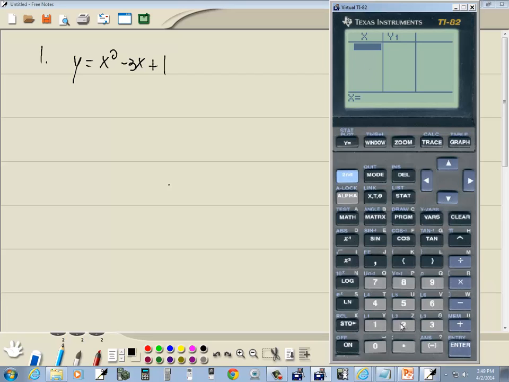So if I put 2 in, for example, and press enter, well, 2 squared is 4. 3 times 2 is 6. 4 minus 6 is negative 2 plus 1 gives us negative 1. I can put in decimals. I can do 5.1. I could put in 9. Whatever I want to put in.